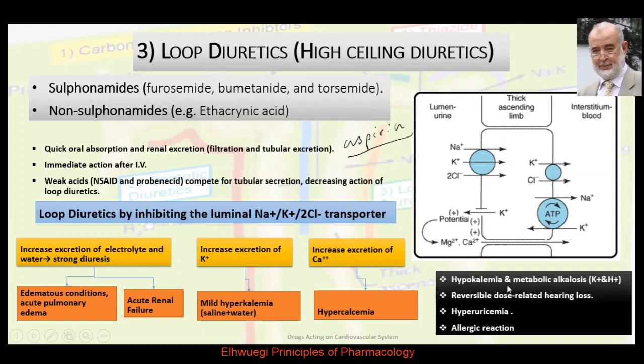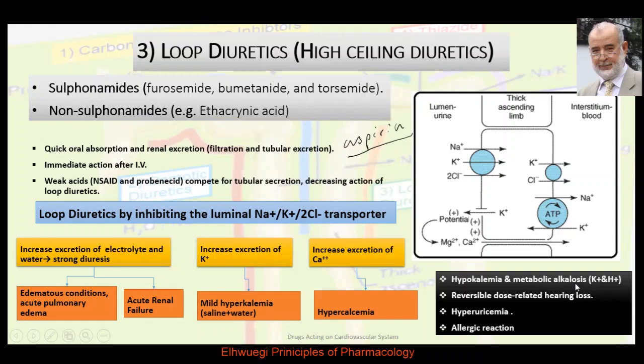Usually, when they increase the potassium excretion, they will increase with it the proton or hydrogen ion excretion. As we will see later when we talk about the collecting tubules, increasing the proton or hydrogen ion secretion will increase the pH of the blood. This will result in metabolic alkalosis.